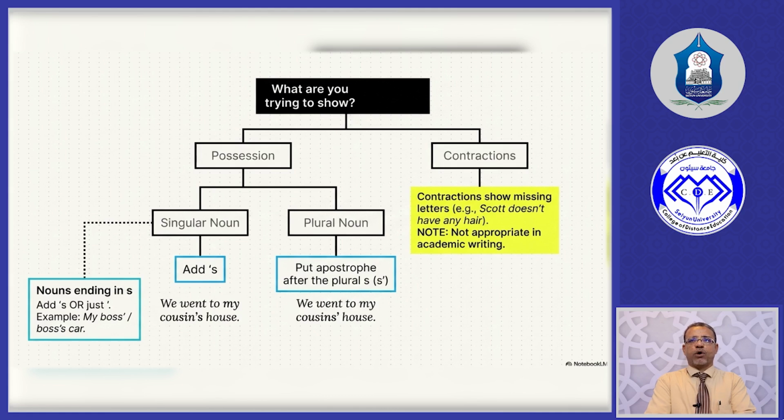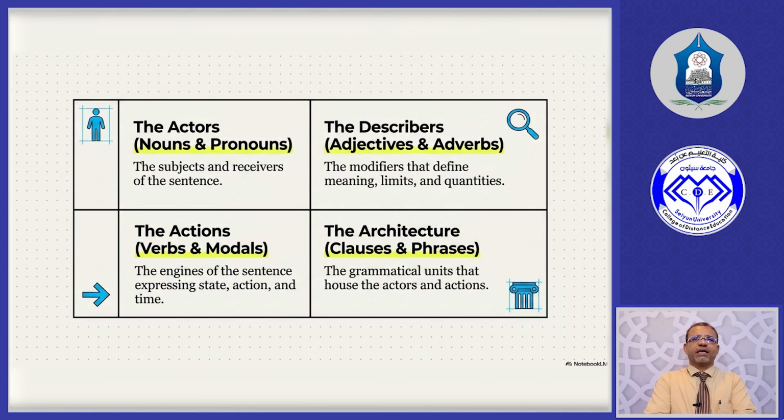Note: contractions are not appropriate in academic writing. As I told you, when we write, we don't contract. We have to write the whole word: Scott does not. So we use the apostrophe when we talk about possession and when we contract, something like doesn't. Look at doesn't. After the n, what do we have? An apostrophe.